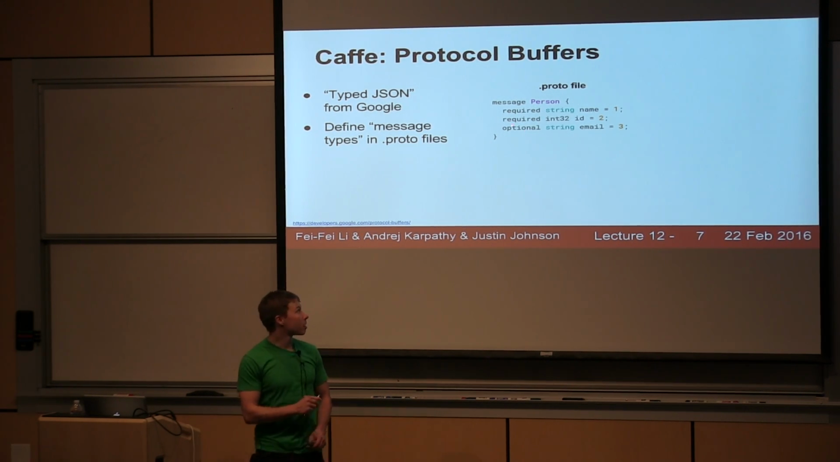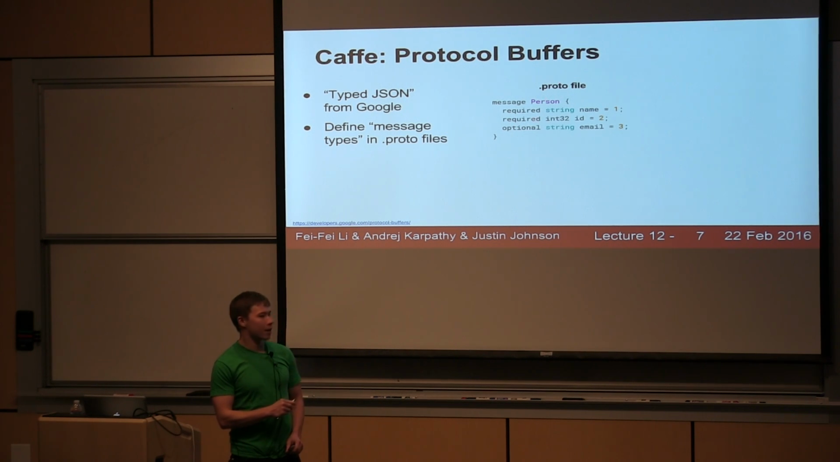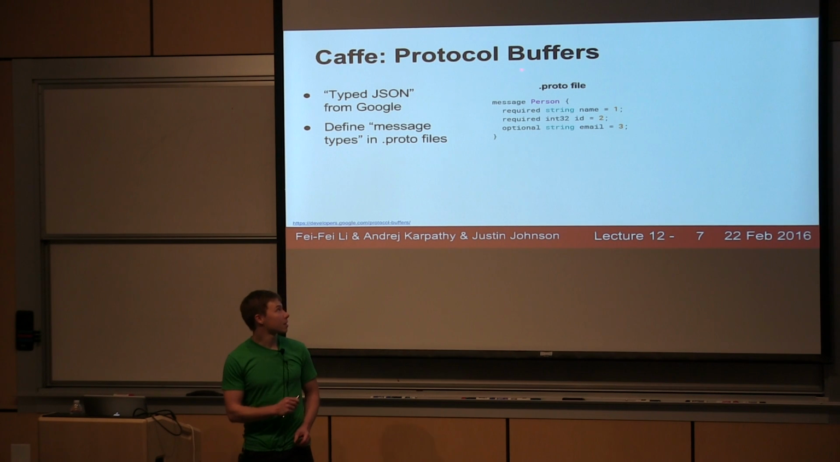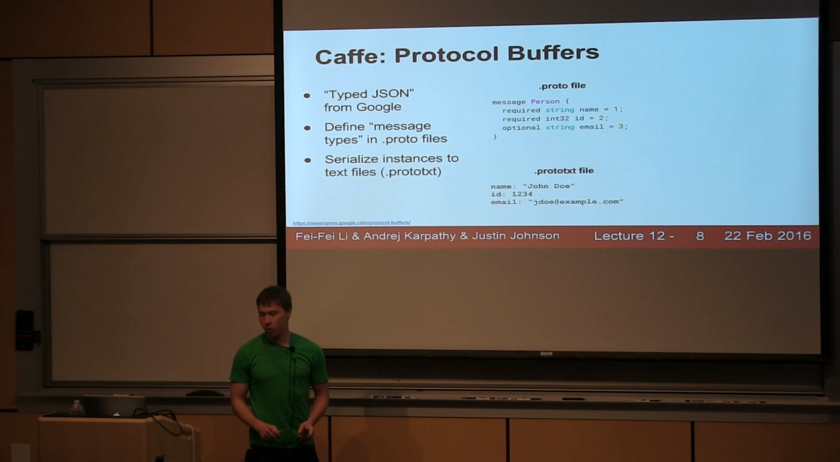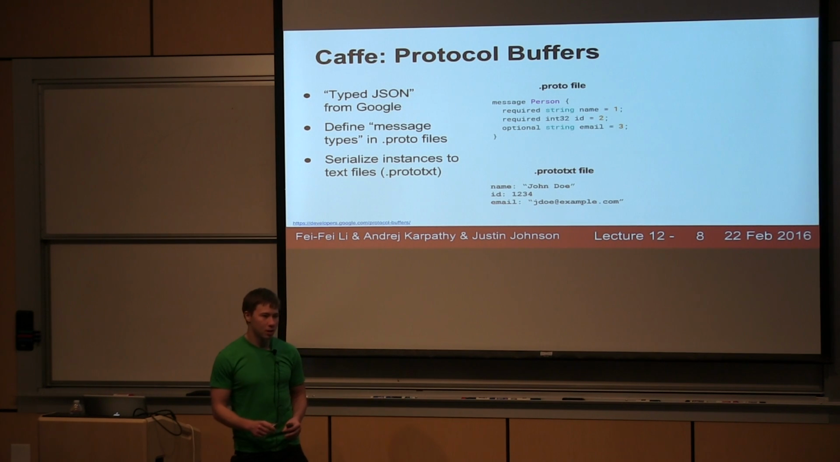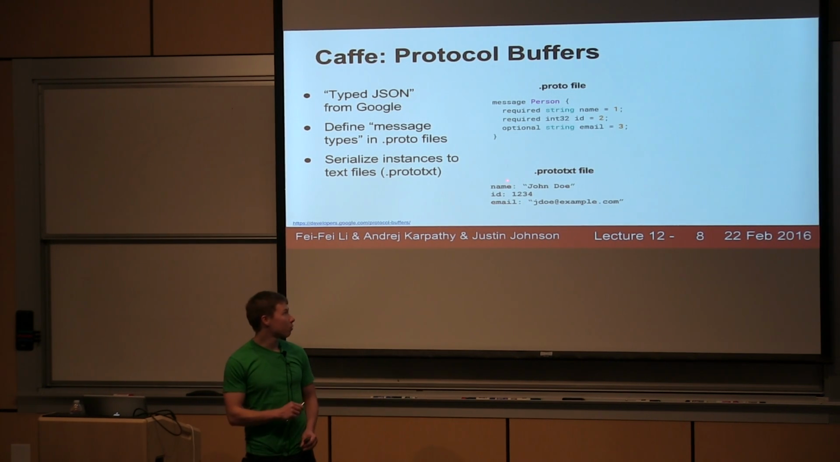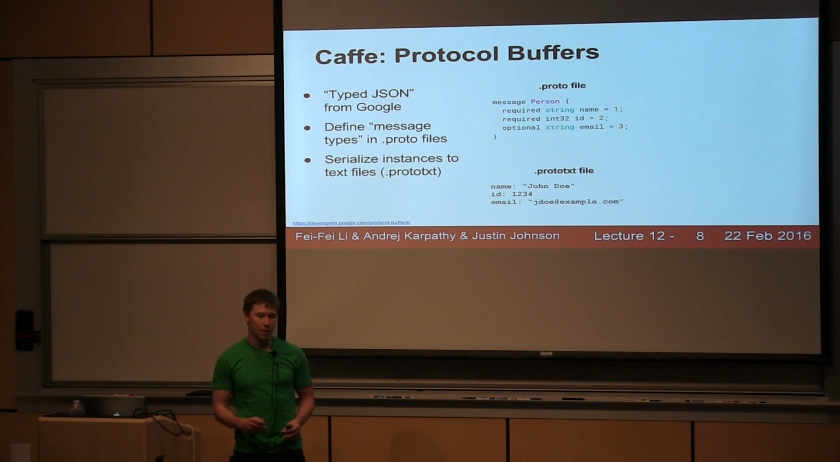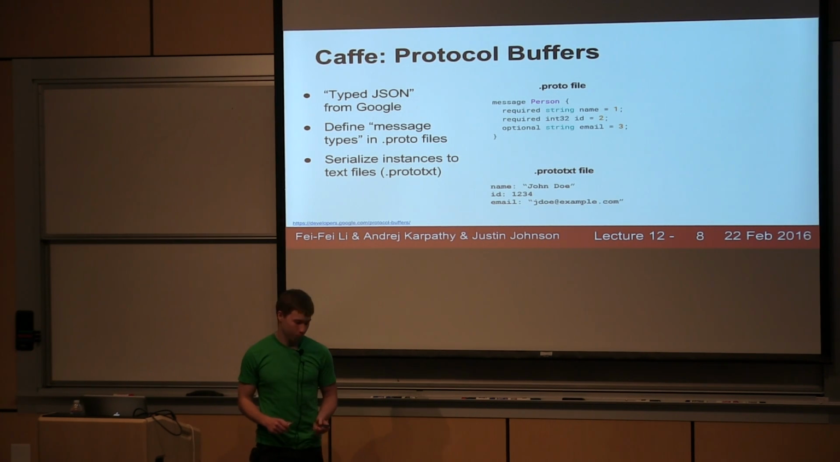So with protocol buffers, there's this .proto file that defines the different kinds of fields that different types of objects have. In this example, there's a person that has a name and an ID and an email, and this lives in a .proto file. .proto files define a type of a class, and you can actually serialize instances to human-readable .prototxt files. So for example, this fills in the name, it gives you the ID, it gives you the email, and this is an instance of a person that can be saved into this text file.